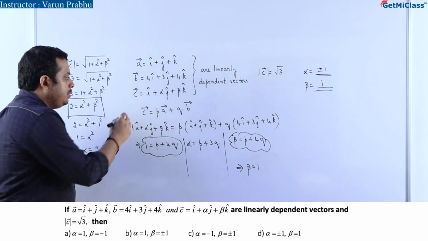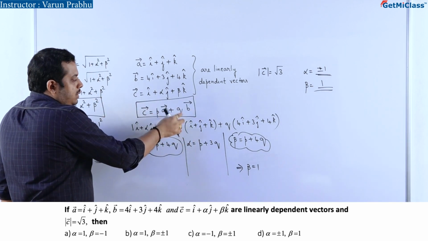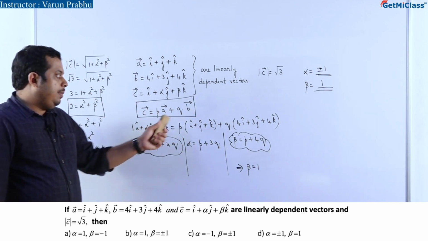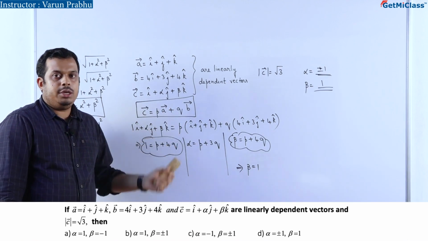Linearly dependent vectors means this is the relation, okay? One vector should be a linear combination of the other two vectors, P into vector A plus Q into vector B. That P and Q you can call alpha, mu, anything you like. P and Q are constants.